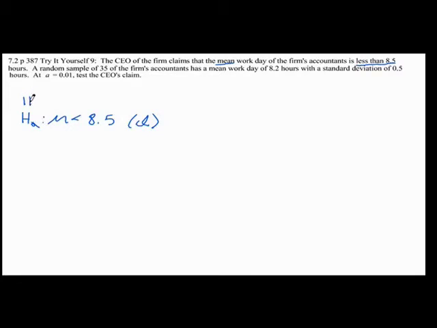So the null hypothesis is going to be the opposite of that. It's still going to be the mu and the 8.5, but this is going to be greater than or equal to, which is the opposite. And so what we're going to do here is we're going to find our critical value and our critical region. So let's draw our curve. And since this is a less than, we always go by the alternate hypothesis. So it's going to be a left tail test. It's going to be a negative critical value, a negative value over here. So let's start with that.